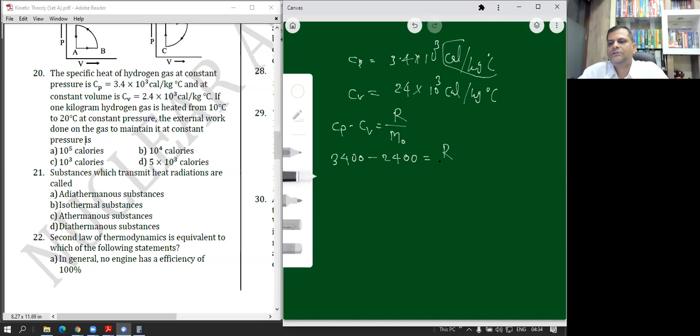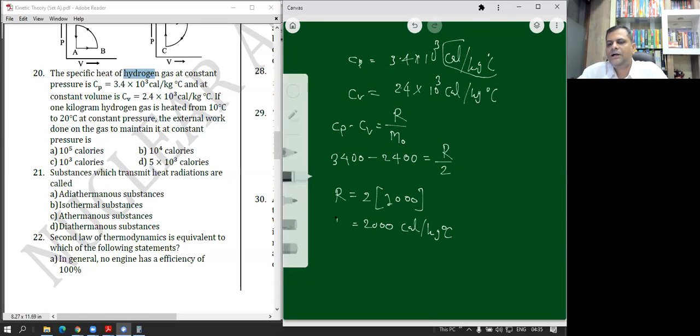ठीक है, तो इसलिए R अपॉन एम नॉट. अच्छा, एम नॉट कितना होता है हाइड्रोजन का, पता है उनको. हाइड्रोजन का मोलर मास होता है 2. ओके, सो यहाँ पे 2 आ जाएगा. इसलिए R can be written to be equal to 2 times of this difference whole thing, that is 1000 only. That means R is going to be 2000 actually. So here it is going to be 2000, but that is again in calorie per kilogram Kelvin or kilogram into degree Celsius, right है. तो ये हमारा R मिल गया.